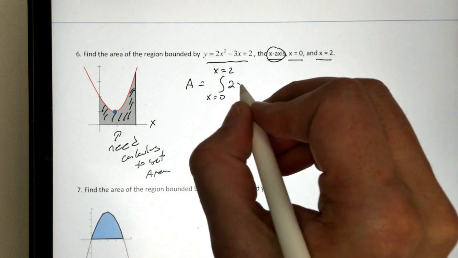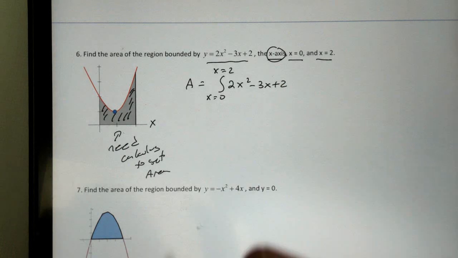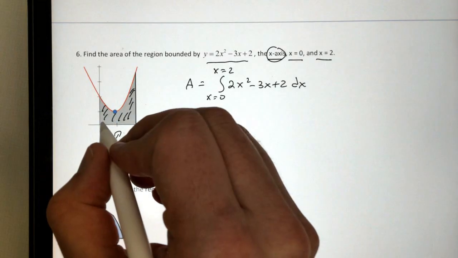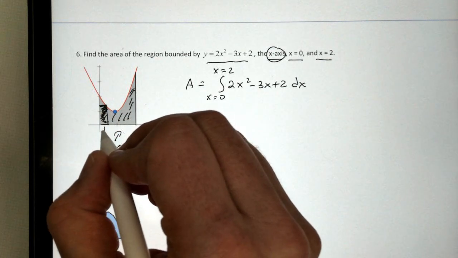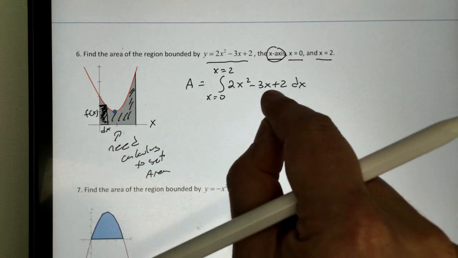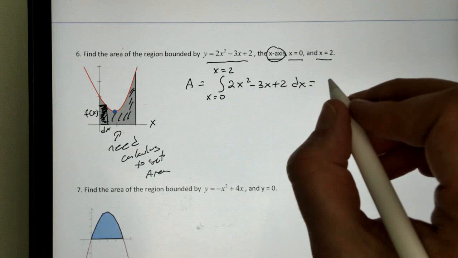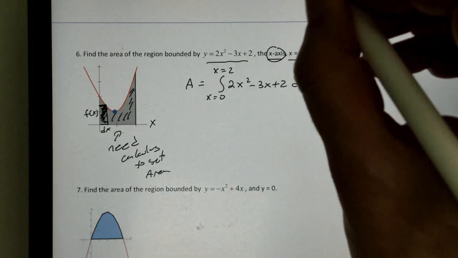And this just becomes 2x squared minus 3x plus 2. Now, they're not going to tell you to do this, but we're going to use a dx. But we should remember, that comes from our Riemann sums, if you forgot. Remember dx and f of x. That dx comes from our Riemann sum. So our rule here, integrate. We're going to get 2/3 x, whoops, that's a weird looking 2 there on top.